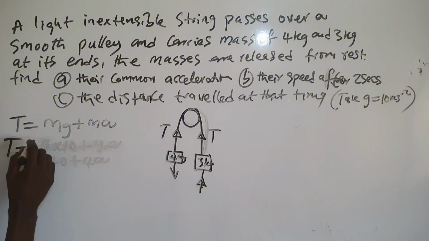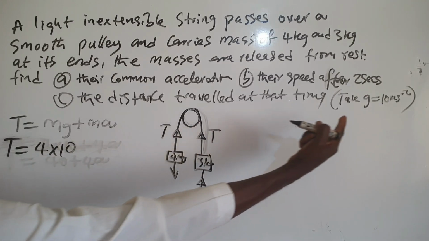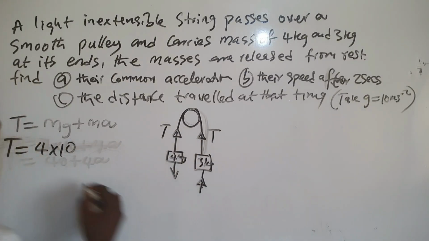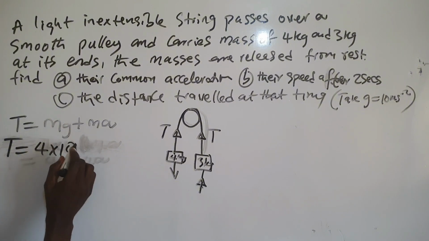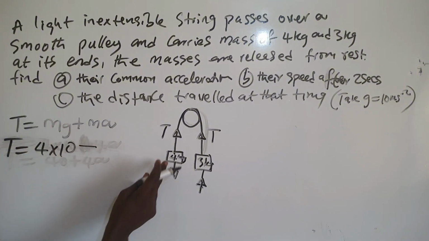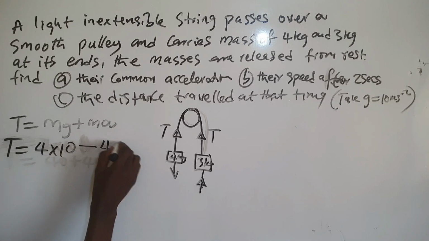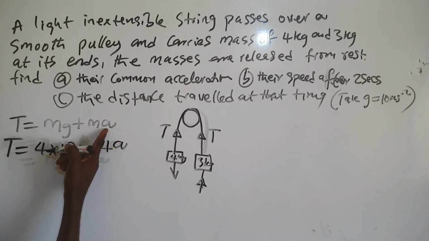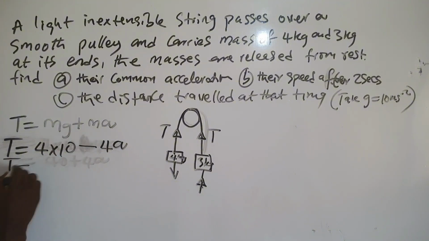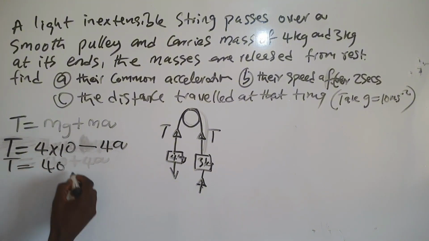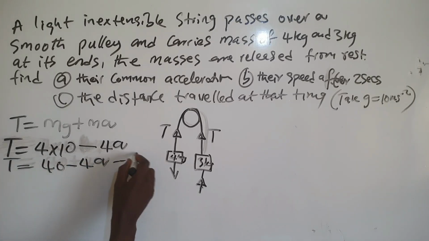So our T now becomes 4 times 10, they gave us g to be 10, it will no longer be plus, it will now be minus, because it's moving opposite to tension. It will now be minus 4 times A. This is the acceleration they say we should look for, which is T equals 40 minus 4A. Let's call it equation 1.